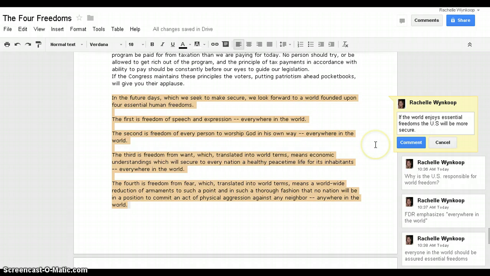So this is how we look at a text using close and critical reading strategies and record our comments and connections in the margin using the comment feature in Google Docs.